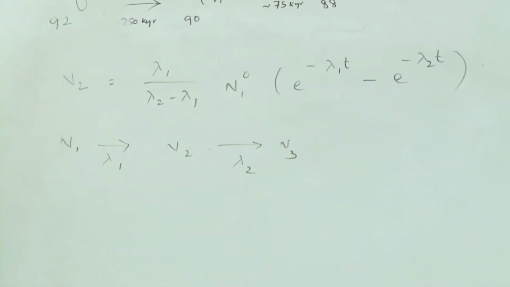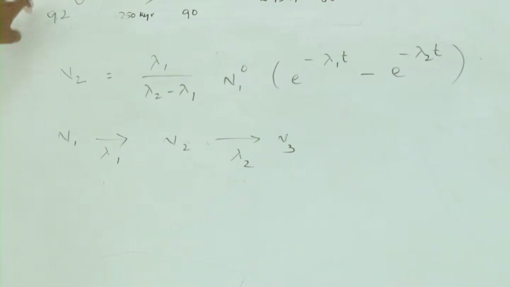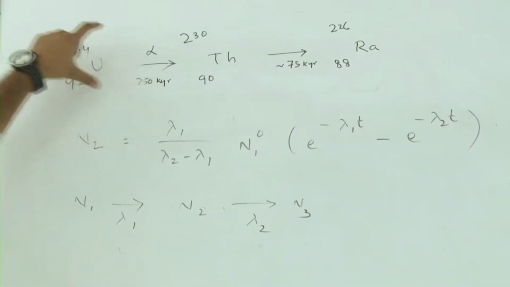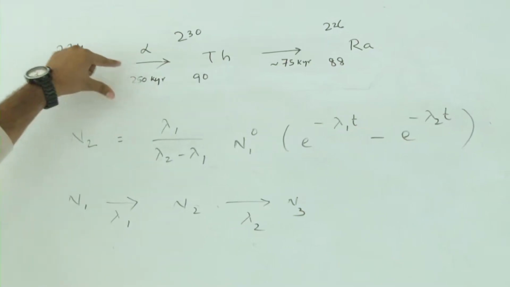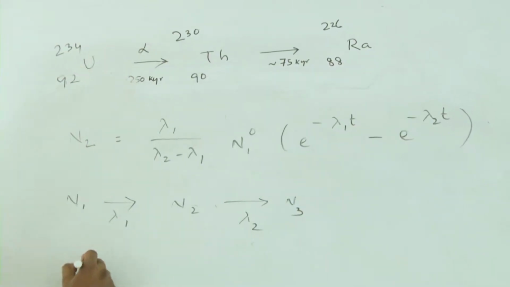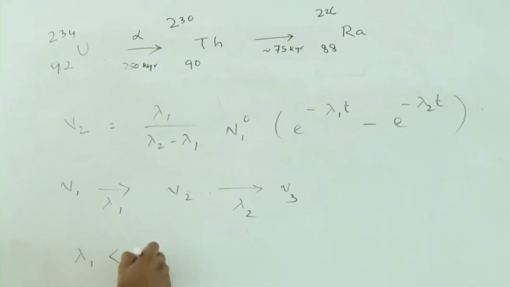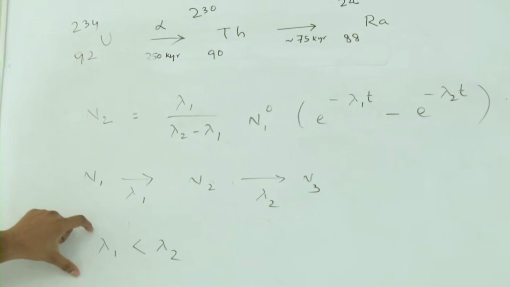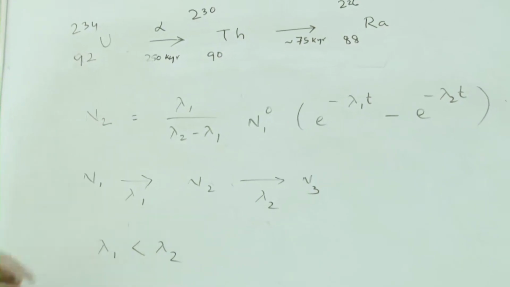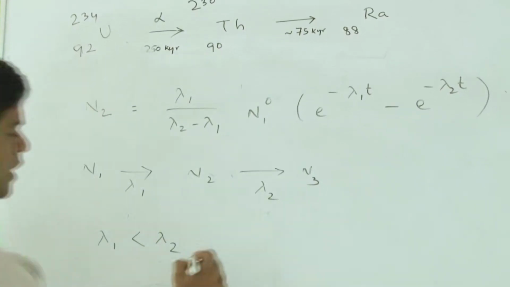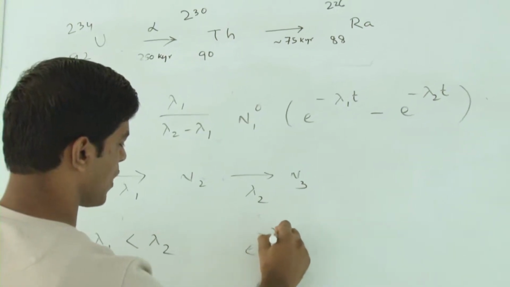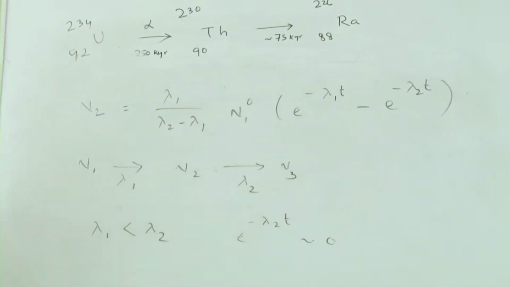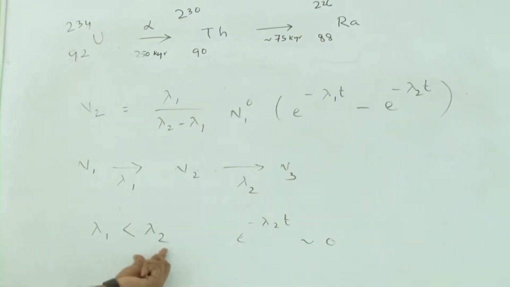Let us think of a situation very similar to uranium 234, where the half life of the parent nuclide is higher. That means lambda 1 is small compared to lambda 2, because if T half is higher, your lambda for that particular nuclide has to be low. In that case, you can approximate e to the power minus lambda 2 T to be more or less equal to 0, because lambda 2 is larger.